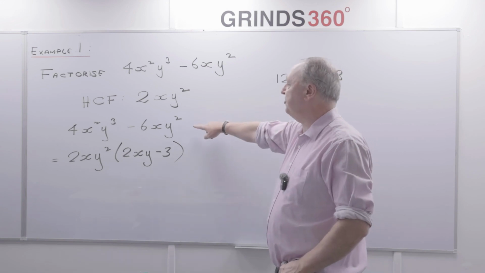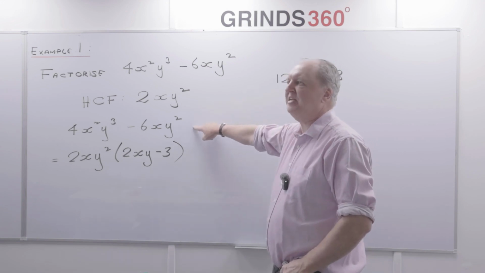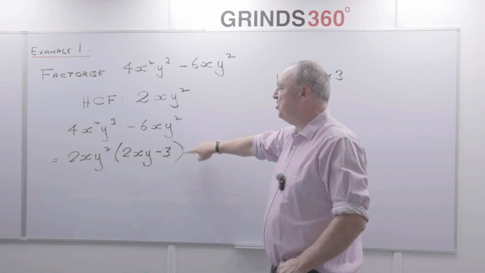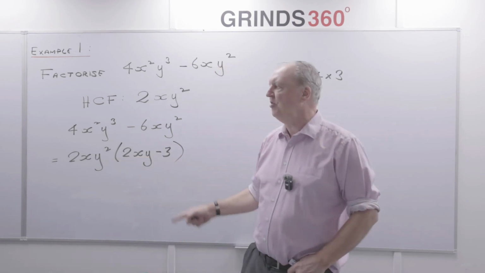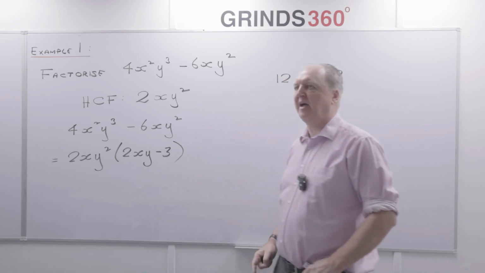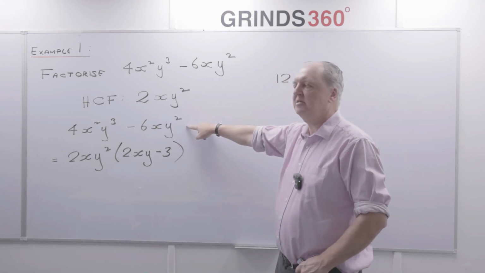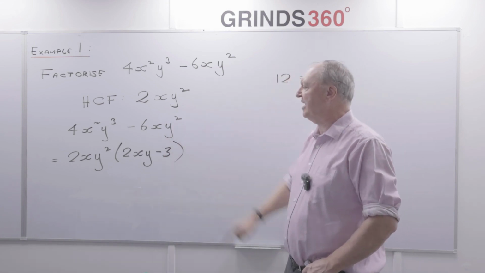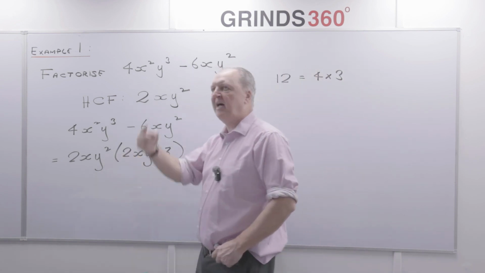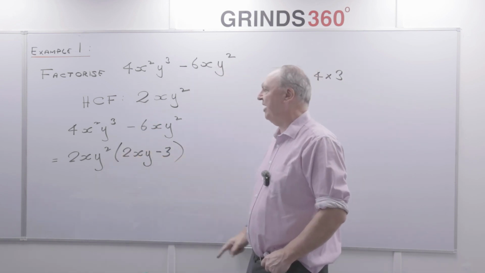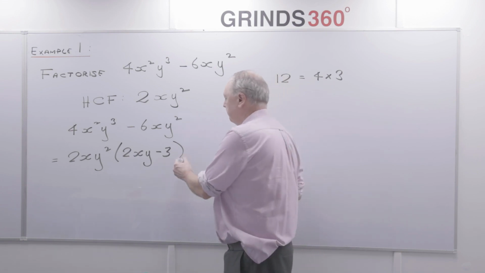So I've turned that original expression into its factors. These two are identical. If I multiply that out like you did in lesson 1, you will get back the first line. But I've turned that expression into its factors. That expression is 2xy squared times 2xy minus 3.